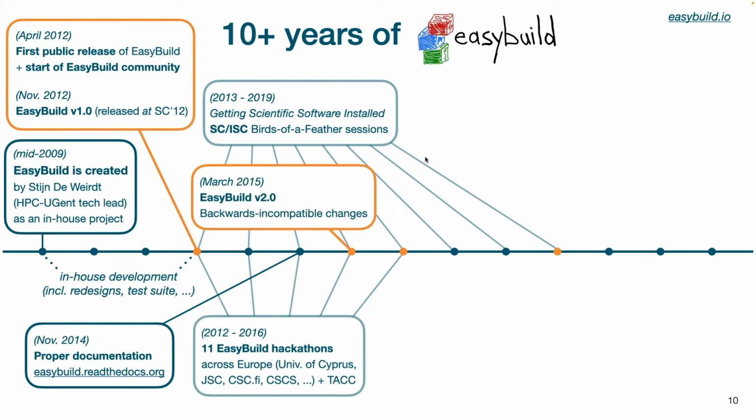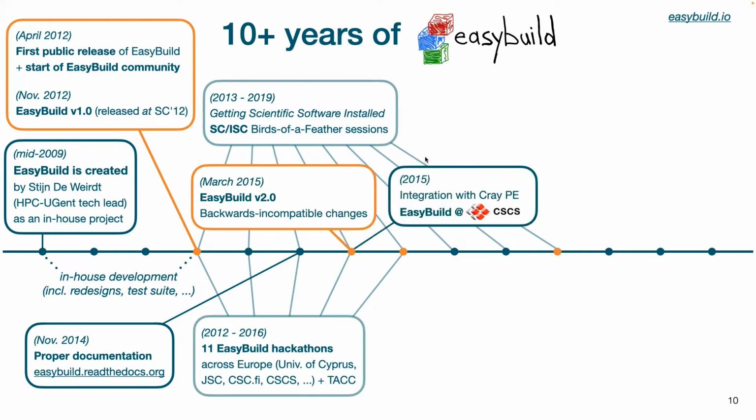Then over the years, when more and more people started using it, we realized we made some mistakes, or we wanted to make some backwards incompatible changes. And we tried to keep up with a proper versioning. So whenever you have a breaking change, you make sure it's a new major release. And we've done that a couple of times now over the years.